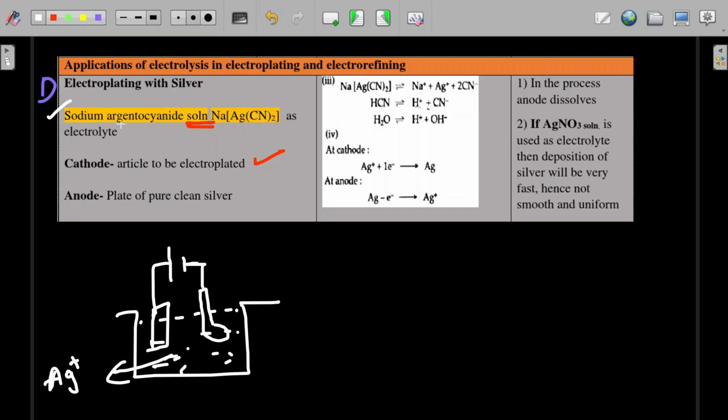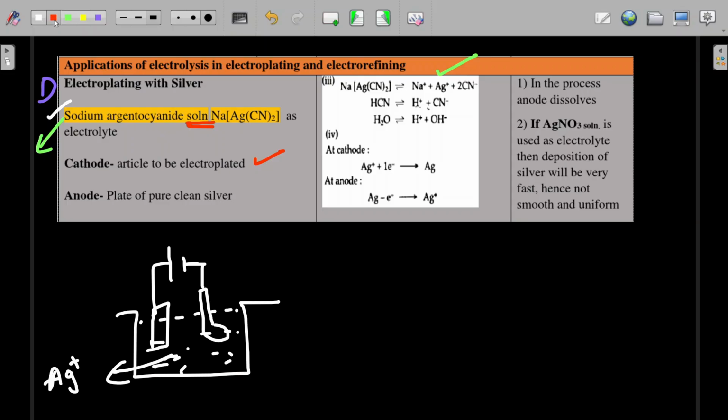Argento means argentum. Ag for argentum is nothing but silver. Sodium is there. Cyanide is CN minus. The CN minus ion is called cyanide. This kind of compound we call a complex compound. So when you put it into water, it dissolves slowly or decomposes slowly into ions: Na plus, Ag plus, and CN minus ions. Okay, you can see it here.